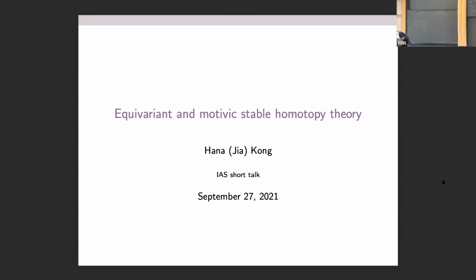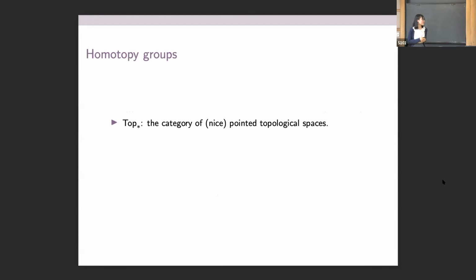Okay, thank you for the introduction. So the topic of my talk today is equivariant and motivic stable homotopy theory. Let me start with something that is non-equivariant, non-motivic, non-stable, non-homotopy. So the starting point is the category of pointed topological spaces.